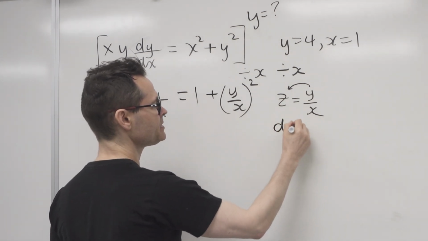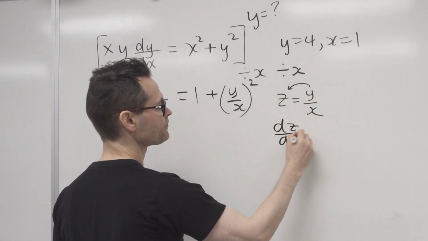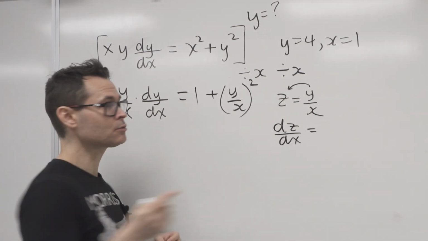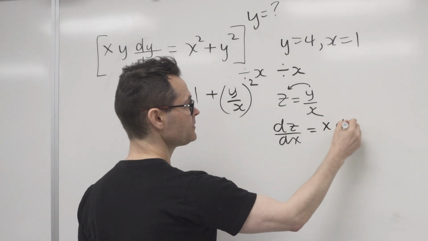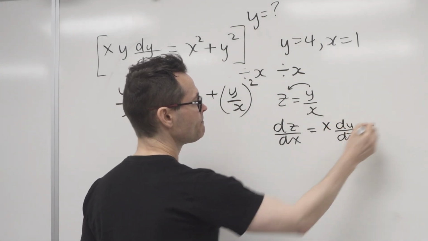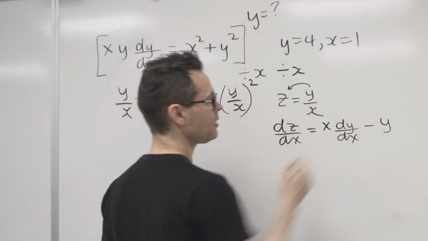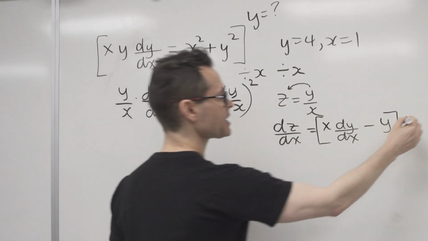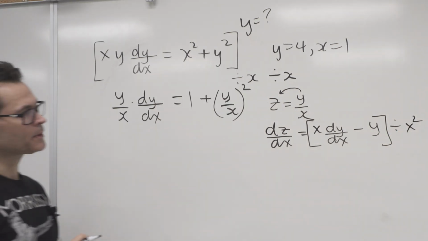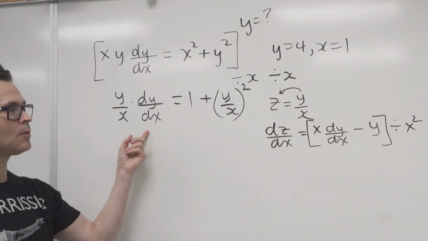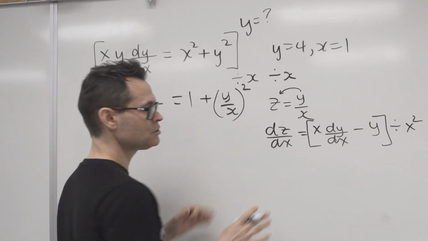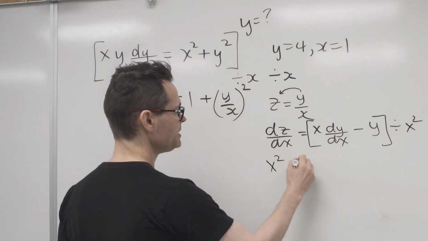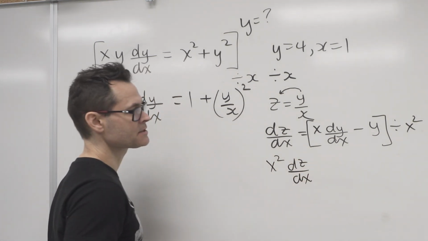So if I differentiate, if I say dz/dx, then I could take the derivative of the right-hand side using the quotient rule. So that's the bottom times the derivative of the top minus the top times the derivative of the bottom, all divided by the bottom squared, which is x squared. And so here, I know I'm going to have to substitute the dy/dx out. So if I do a little bit of algebraic manipulation, I could say that's x squared dz/dx.